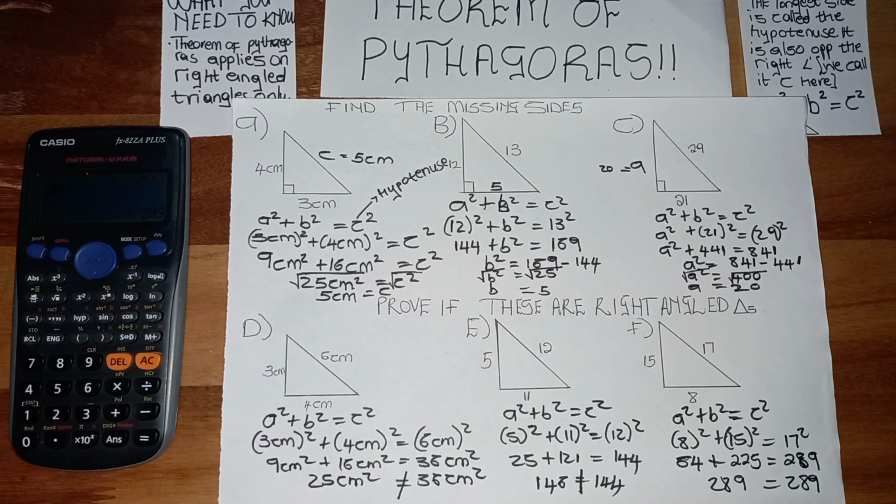So from these three sets, only letter F is a right angled triangle, because on it the theorem of Pythagoras applies. And it is the end of the video now, you guys.